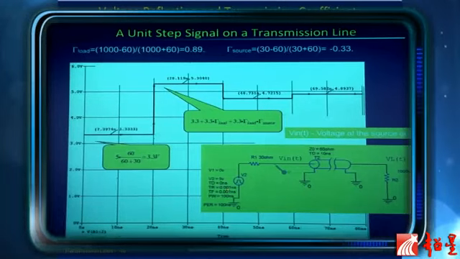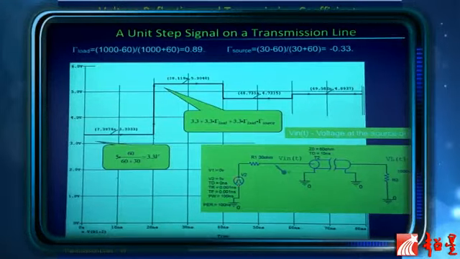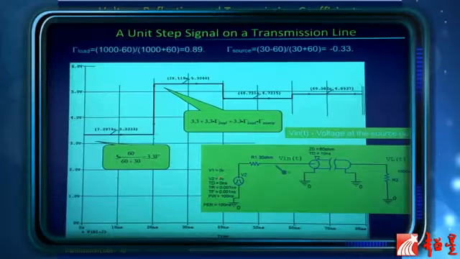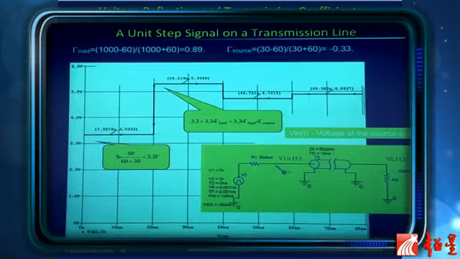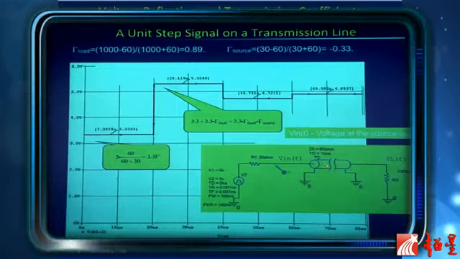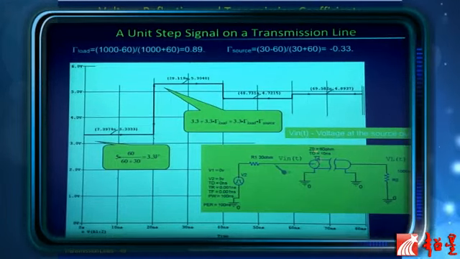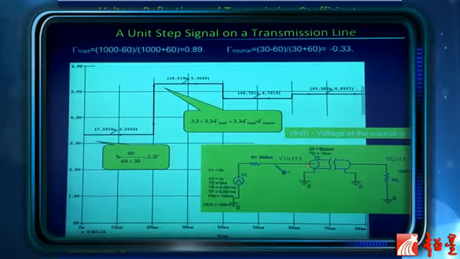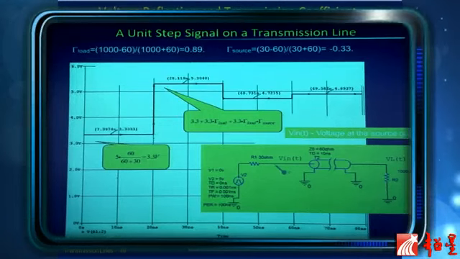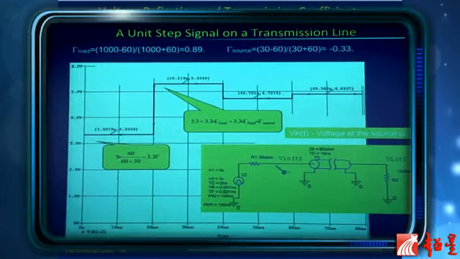This is the example we went through yesterday. You have a step function of 5 volts, a source impedance of 30 ohms, and a transmission line represented by its characteristic impedance and its time of flight, or delay. It's a 10 nanosecond delay from this point to this point. The characteristic impedance of the line is 60 ohms. The load resistance is 1,000 ohms.